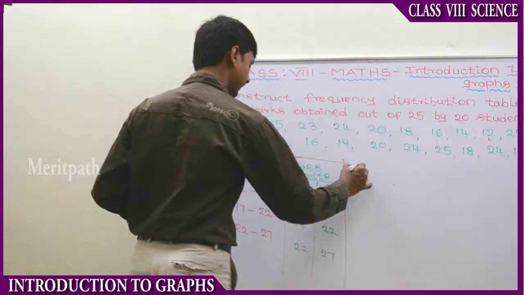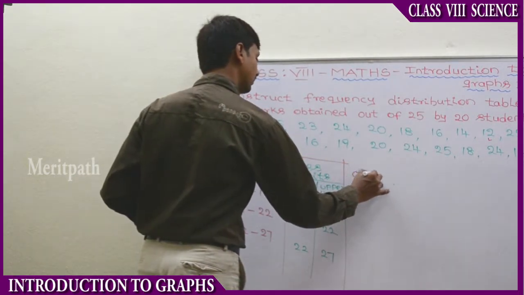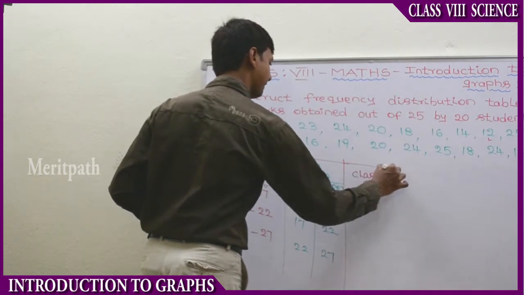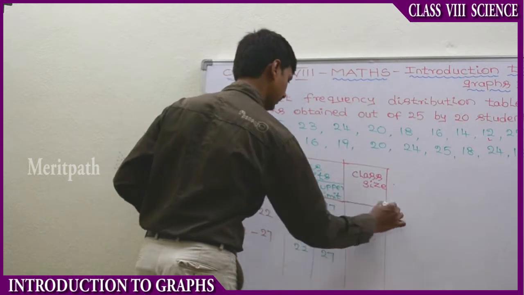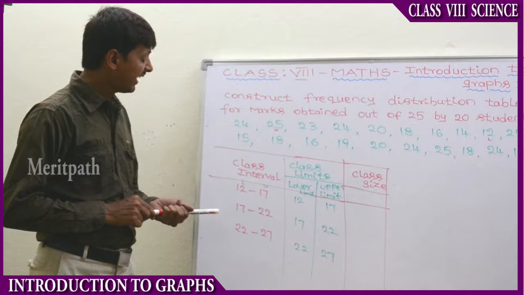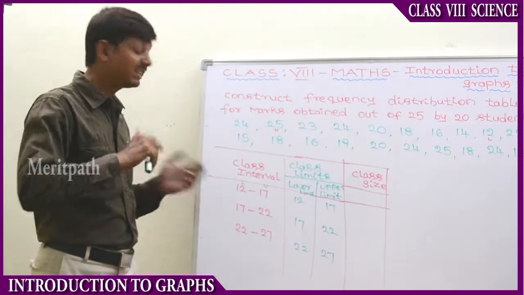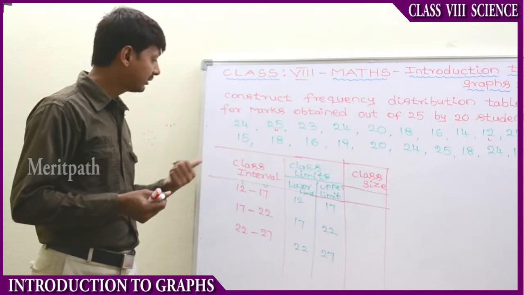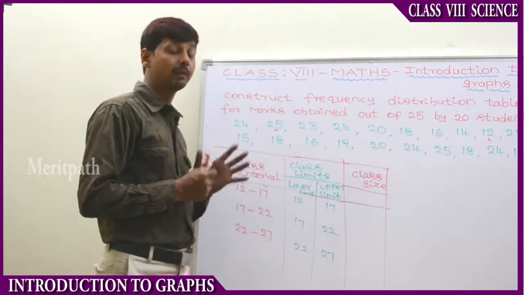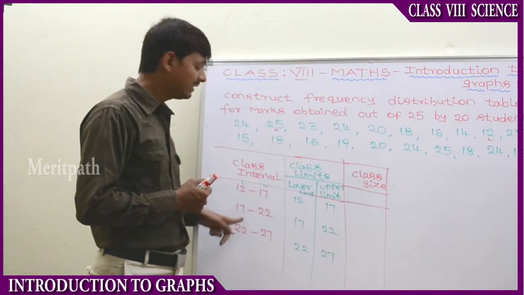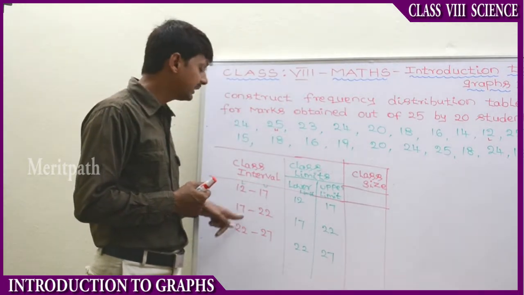And then the next one is class size. Class size is nothing but the difference between the lower limit and the upper limit. 12, 13, 14, 15, 16, 17. Actually we got 5 here, we got 6 here, but we consider it as 5. The reason is the 17 is repeating, so we count the 17 in this.